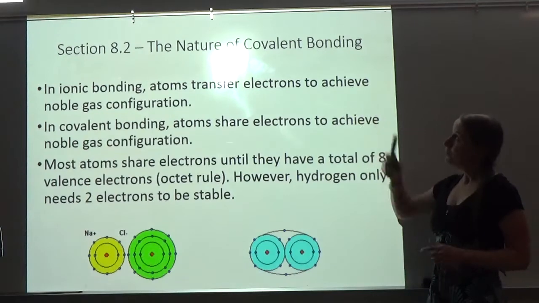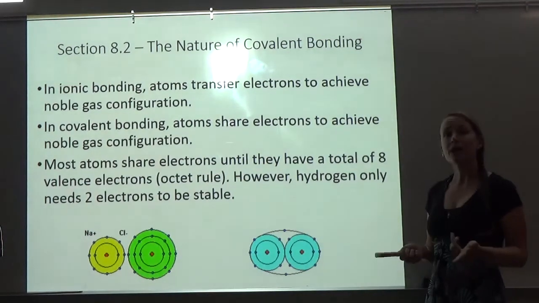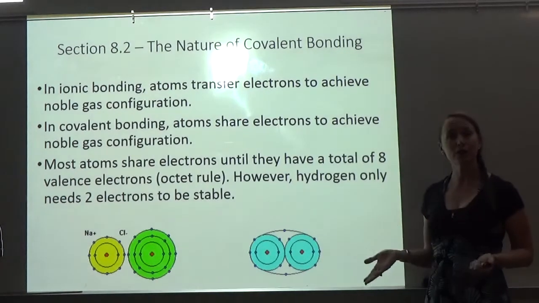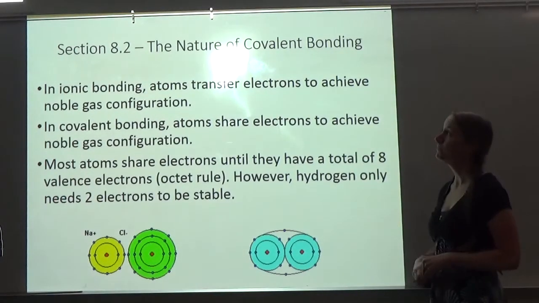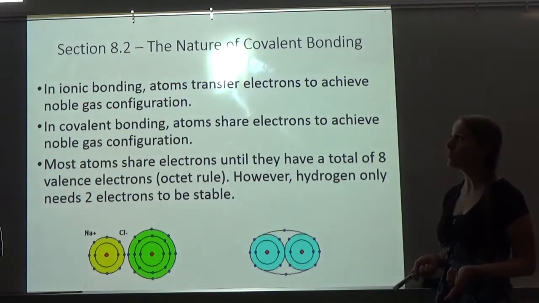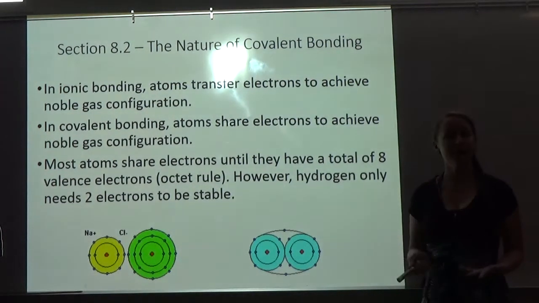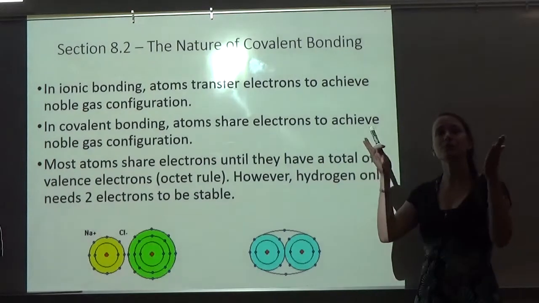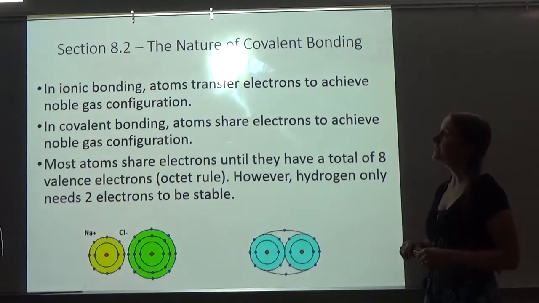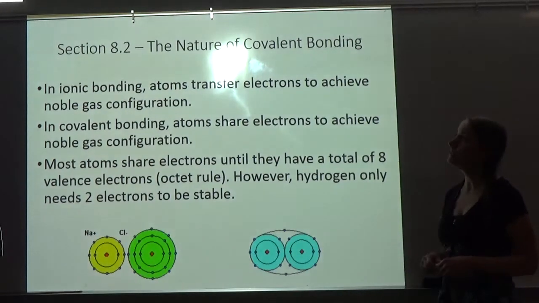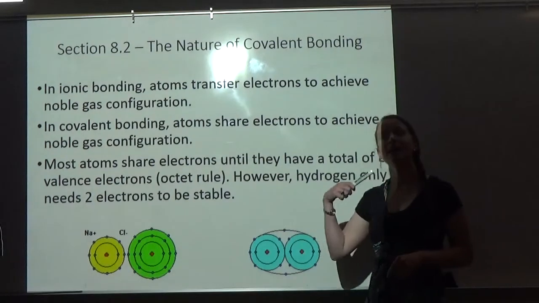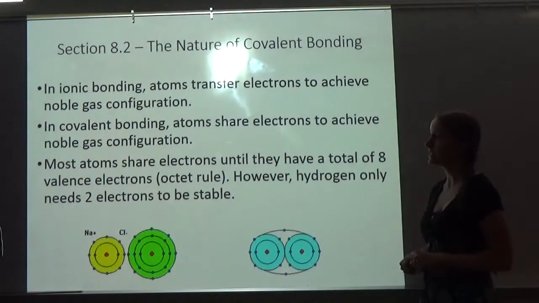In 8.1 we started talking about covalent bonds where atoms share electrons, and now we're going to continue to talk about that, and we're going to learn how to do something called Lewis dot structures. In ionic bonding, atoms transfer electrons to achieve noble gas configuration. So you have ions, they have actual charges, and we would balance our charges to form our compound.